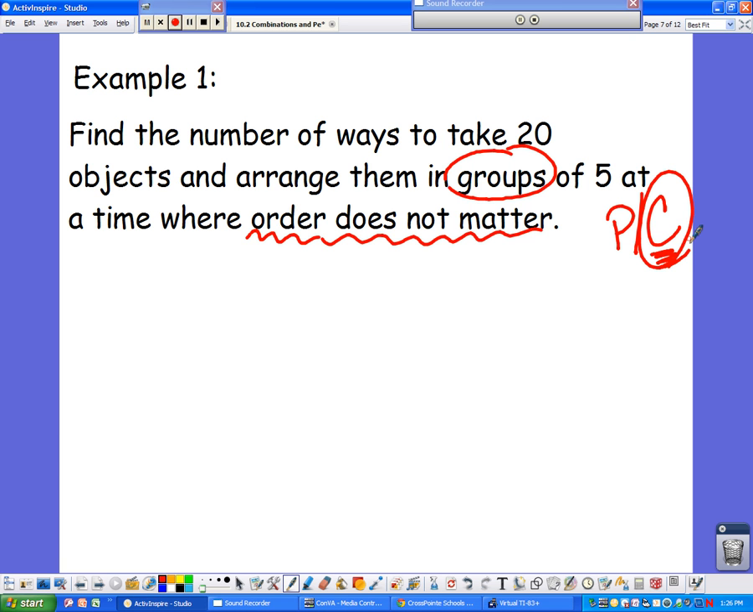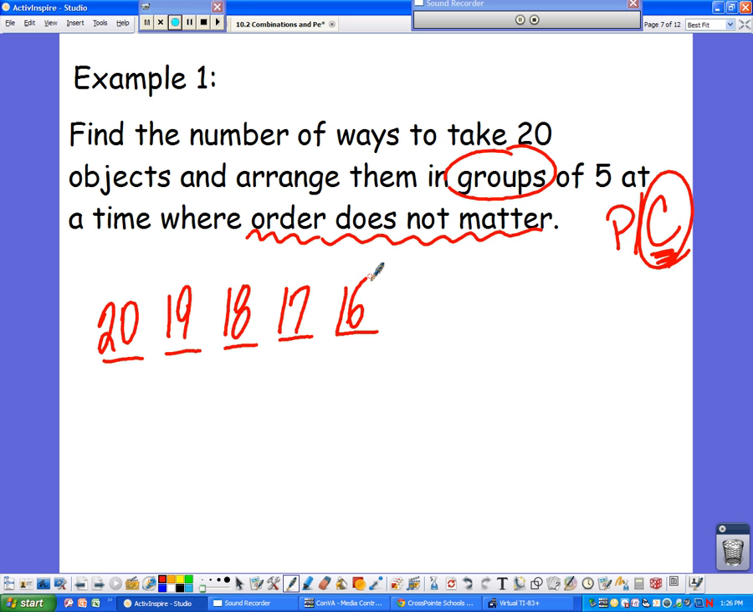So we've got 5 spots to fill. In the first spot, you have 20 people to pick from, because we haven't picked anybody yet. Put somebody in the first seat, now we have 19. And then we have 18, 17, and we have 16 for the last spot.